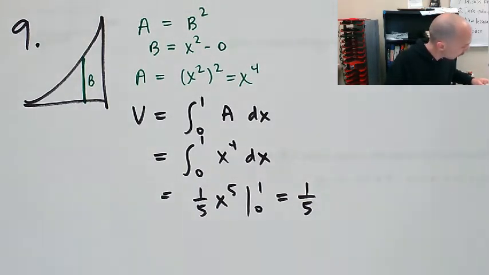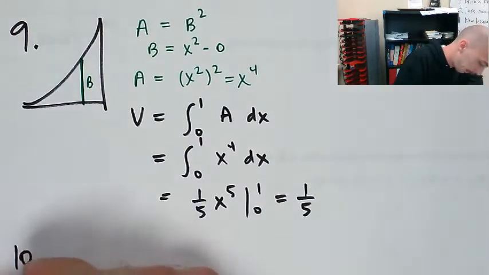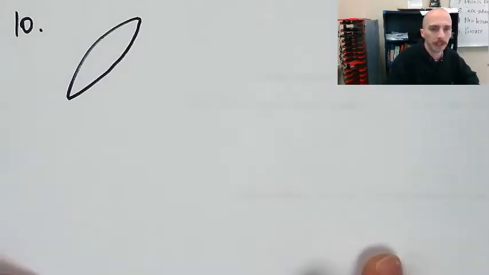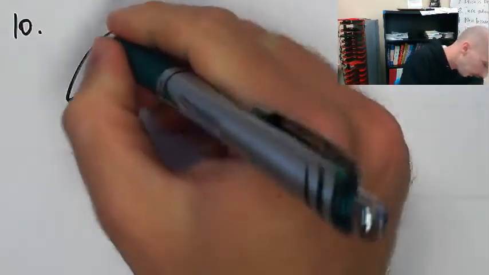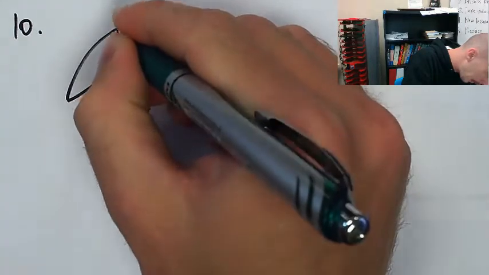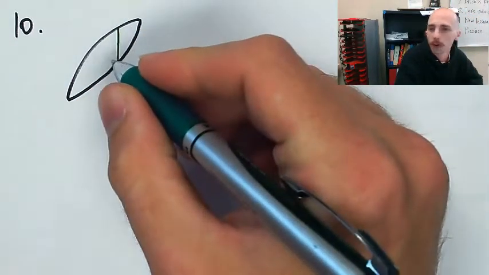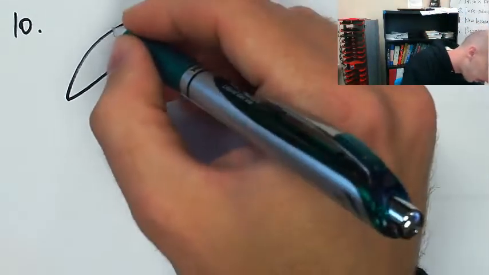Number 10: the base is R2. Cross sections perpendicular to the x-axis are semicircles. Okay, we'll do that. That's R2. Cross sections perpendicular to the x-axis are semicircles, so I cut perpendicular to the x-axis. This one's not entirely a croissant, but it's close to a croissant. There's like little semicircles above there.